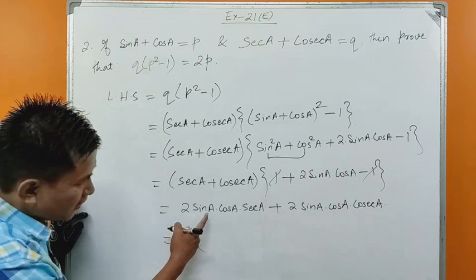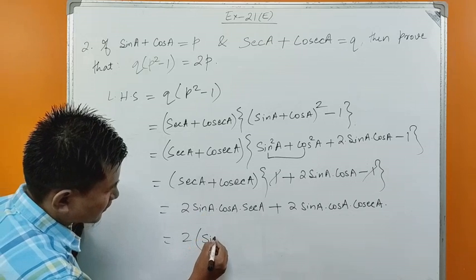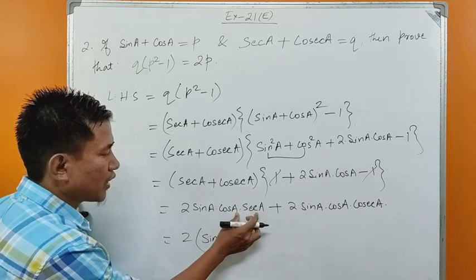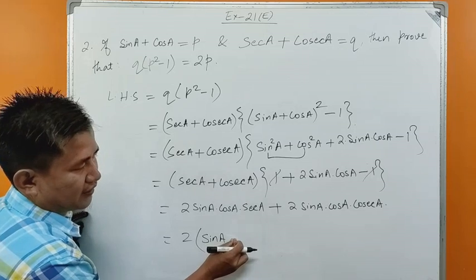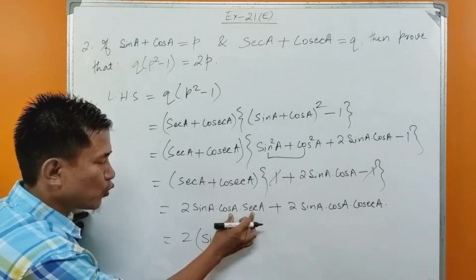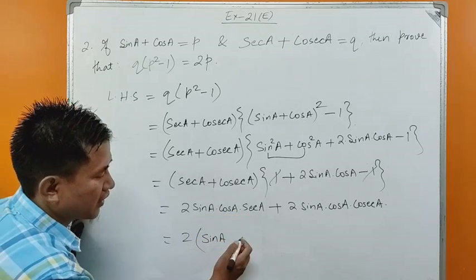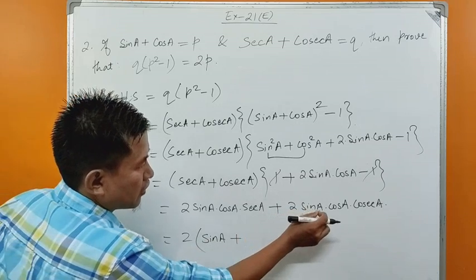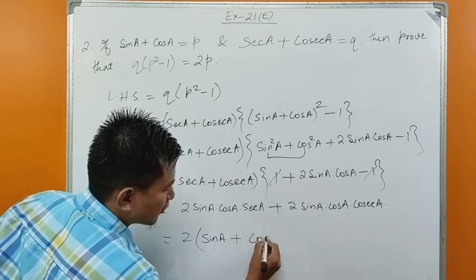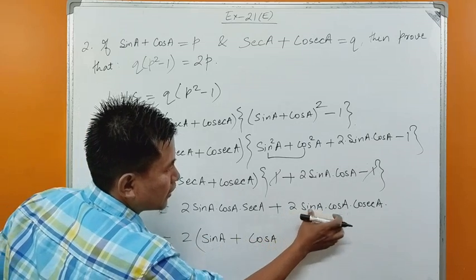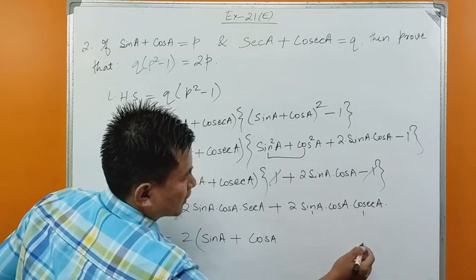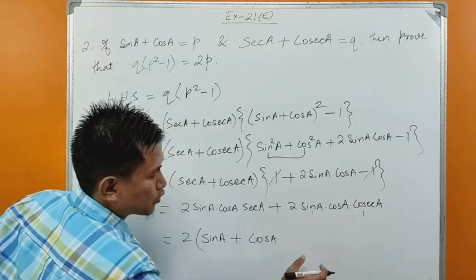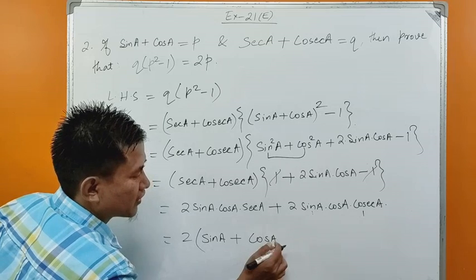This sin A we write as it is. Now cos A into sec A means 1, so sin A into 1 is sin A, plus here we took out this 2 common outside. Now cos A remains here. Now sin A into cosec A means 1. So cos A into 1 is cos A.